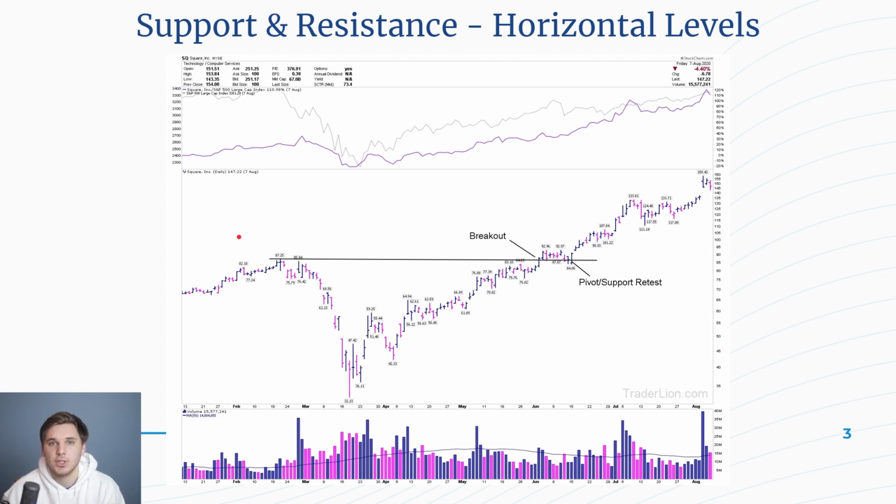Support and resistance in general often happen at very significant price levels on the chart, such as a previous all-time high, an earnings breakout close, or significant levels that a lot of people are watching.